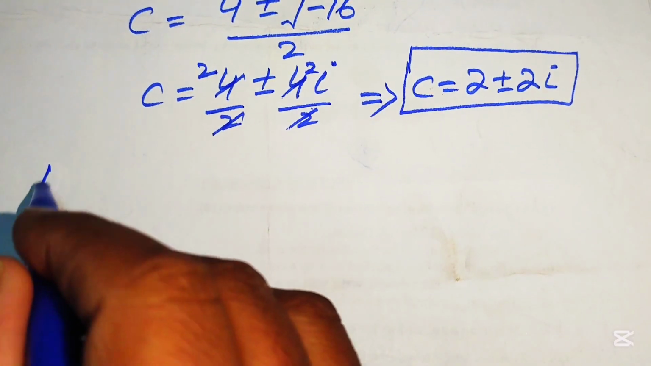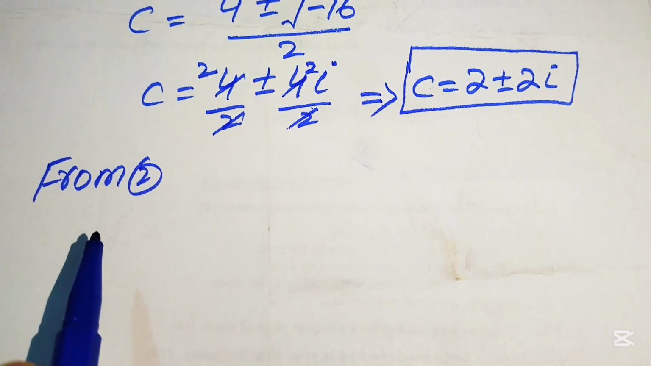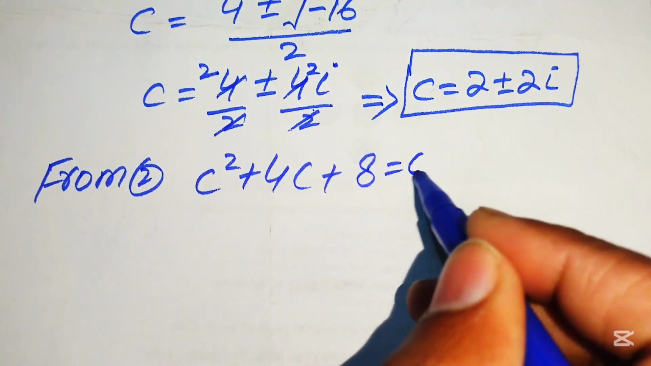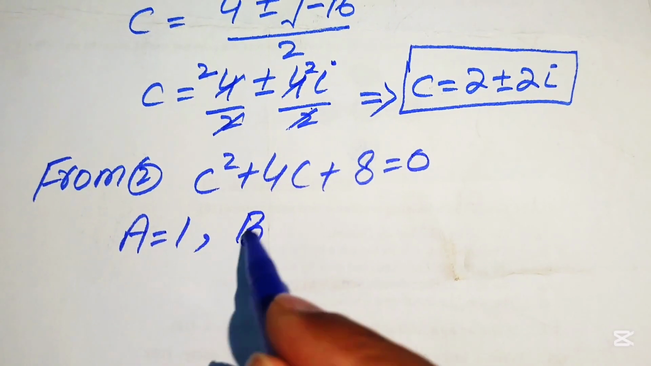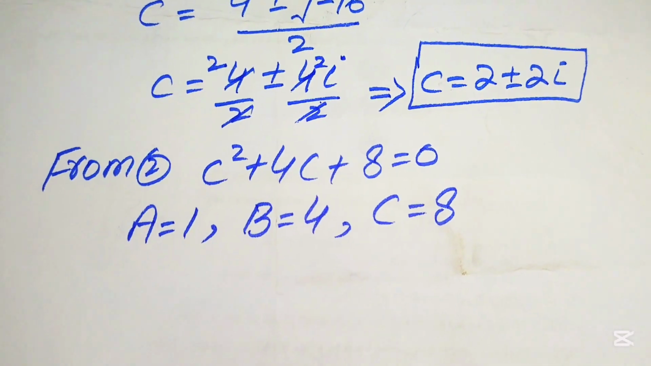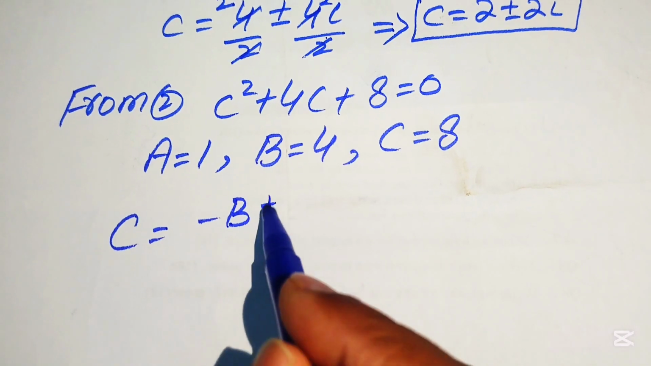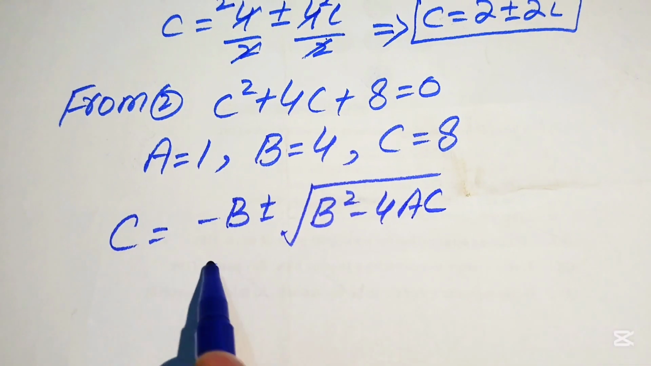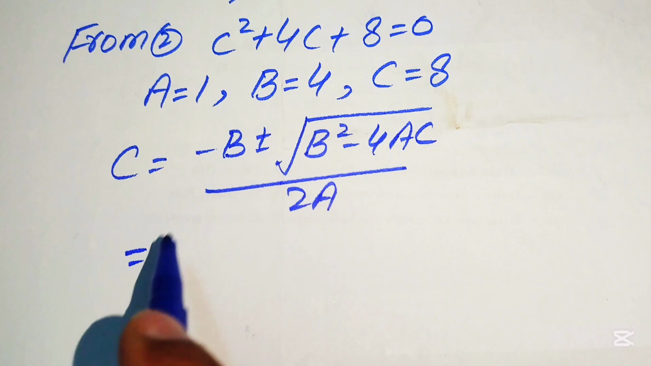And now we move towards equation number 2. From equation number 2, we first copy down this equation, and it is c square plus 4c plus 8 equals 0. And here we write the coefficients of this equation: a equals 1, b equals 4, and c equals 8. So here we again apply the quadratic formula, and it is stated as c equals minus b plus minus square root of b square minus 4ac divided by 2a. This is our quadratic formula, and we substitute these values here.